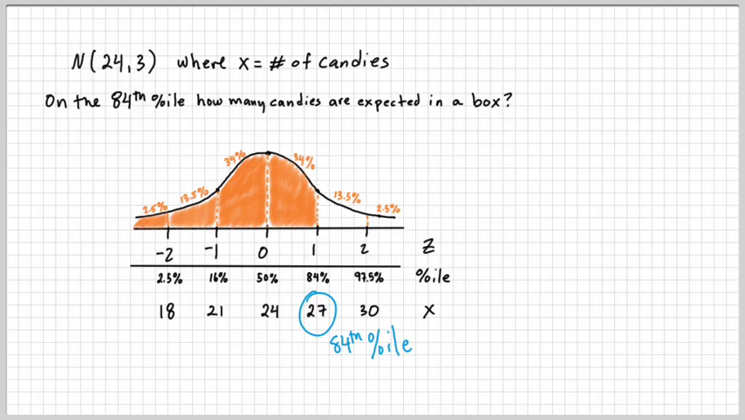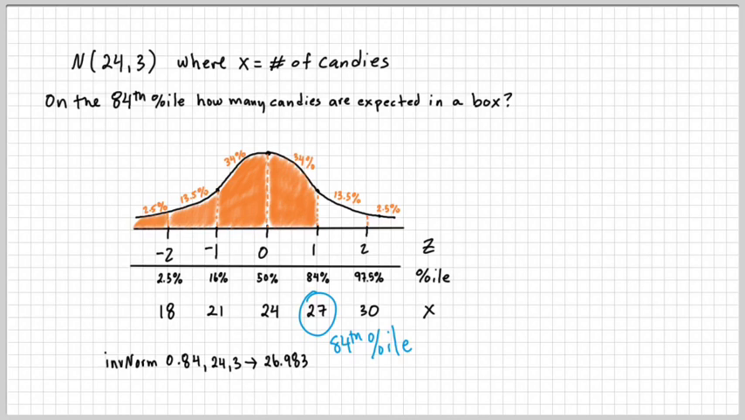Well, the 84th percentile, one more time, is cumulative. So what about your calculator? How are you going to use your calculator on this? Well, we can use something called the inverse normal. We use the percentile, and the mean and the standard deviation, and it should give us an answer of 26.983, which is close to 27.